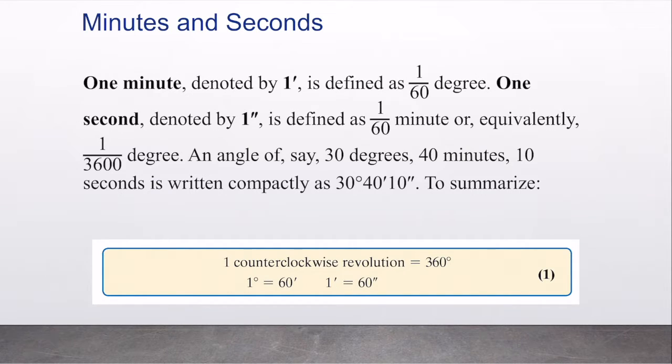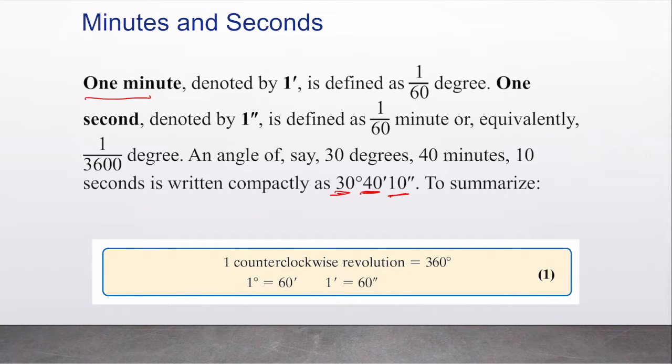So 1 minute, denoted by one single apostrophe, is defined as 1/60th of a degree. 1 second, denoted by a quotation mark or two apostrophes, is defined as 1/60th of a minute, or equivalently 1/3600th of a degree. So an angle of, say, 30 degrees, 40 minutes, and 10 seconds could be written as 30 degrees, 40 minutes, 10 seconds.